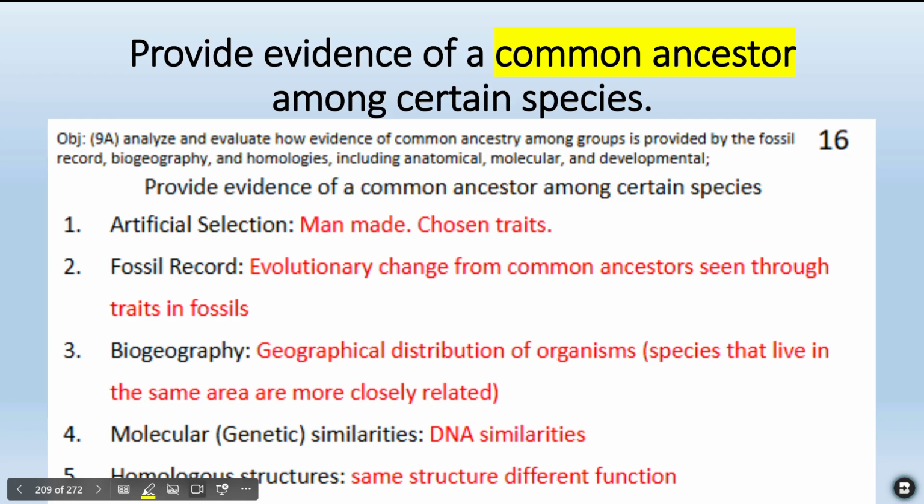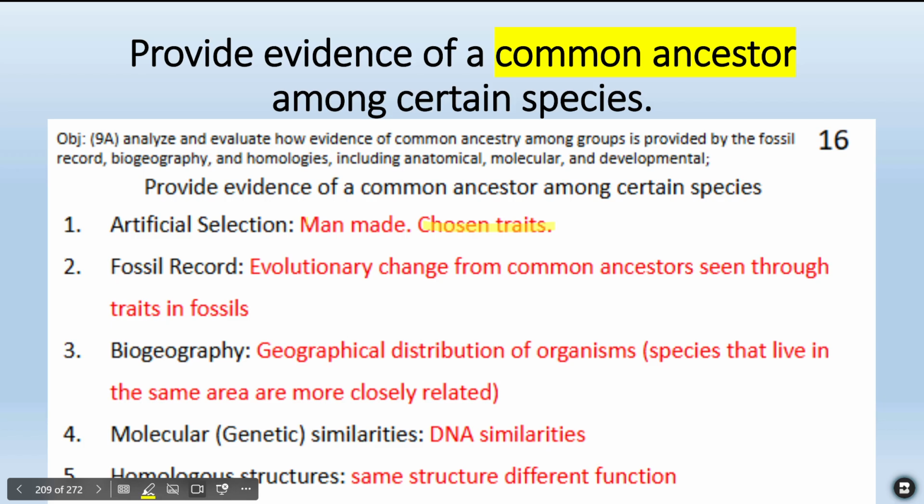So yesterday we were talking about the evidence of common ancestors. For fifth and seventh period, this is new information for you. In the evidence of common ancestors, we are looking at ways we can prove that organisms shared a common ancestor, shared a relative. Some ways we can look at are things like artificial selection, where it's man-made with chosen traits, which means we can identify who came from who because we created them.